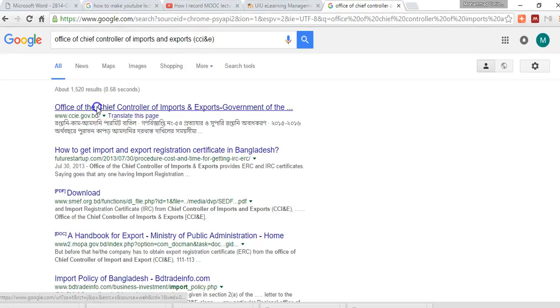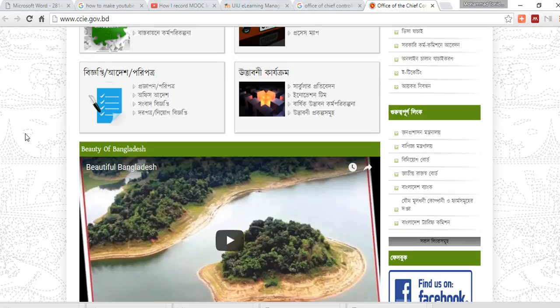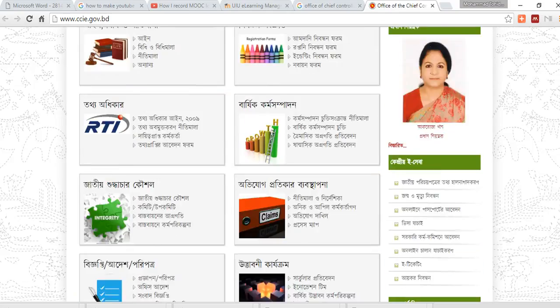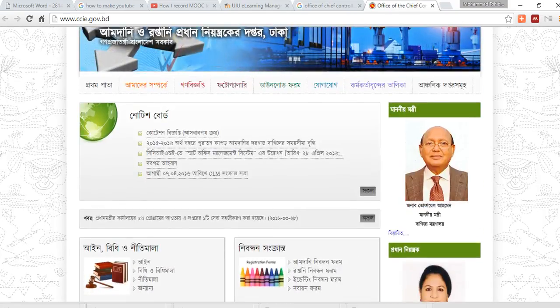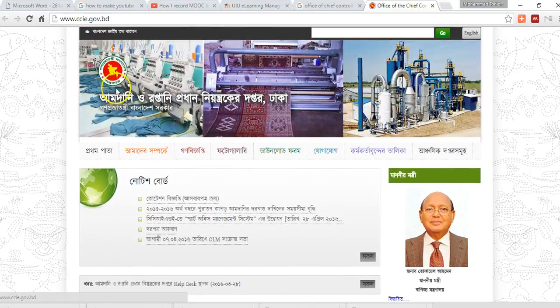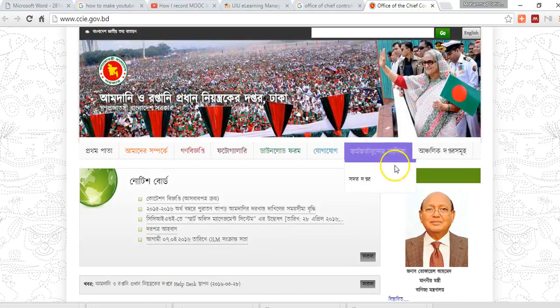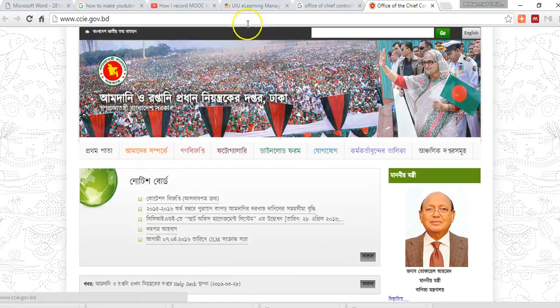It can also be in other countries. So we need to check which country it is, whether it is the right place where I want to browse about this particular company. So here, yes, we are there because it is written on the home page, Amdani O Roptani Pradhan Niyantroker Daftar. So Chief Controller Office of Import and Export. Here we will find information about this organization.